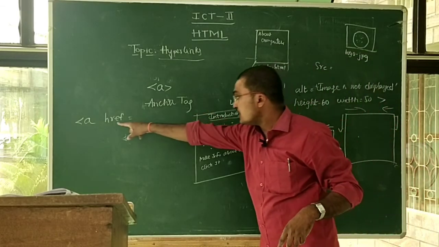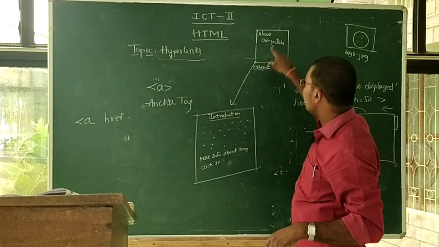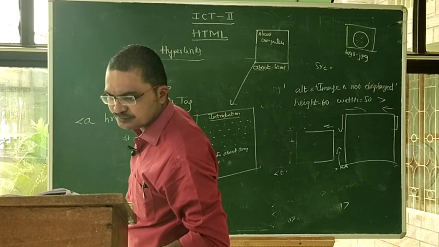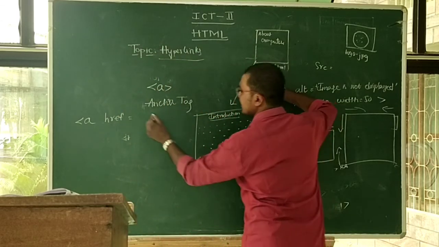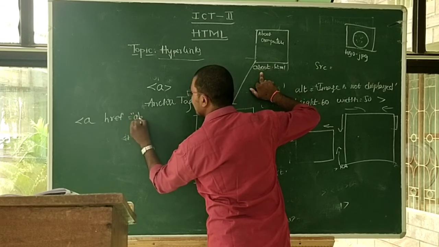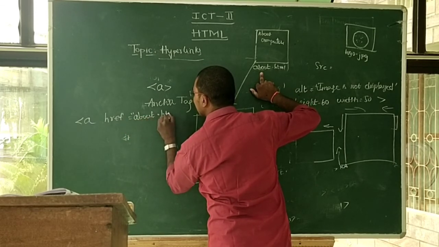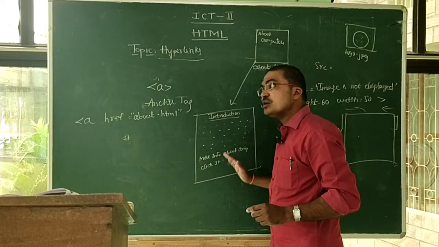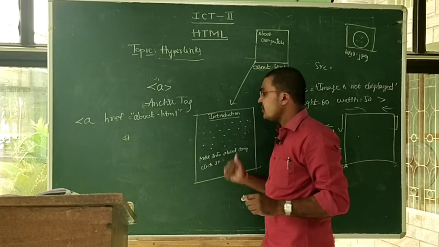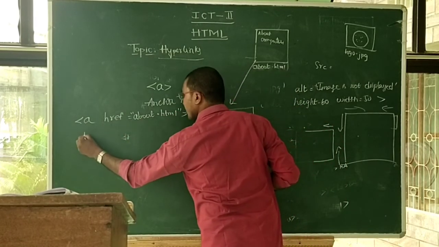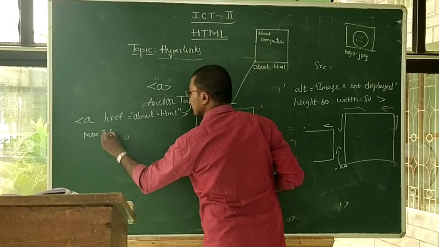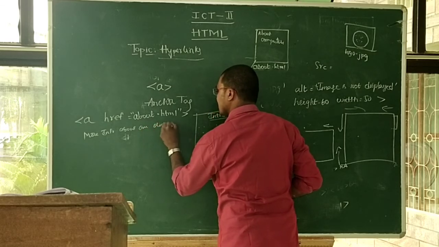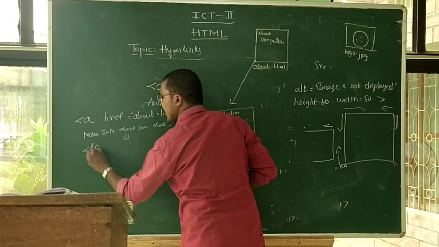At the same time, href is also doing the same thing. It says which file we can incorporate. For example, this time I want to add this page, like href is equal to about.html. Actually, this is the file to be added. So this file is added, but which text has to be clicked to open this file? Let us write "more info about computer, click it". This is the phrase, and let us close the anchor tag.